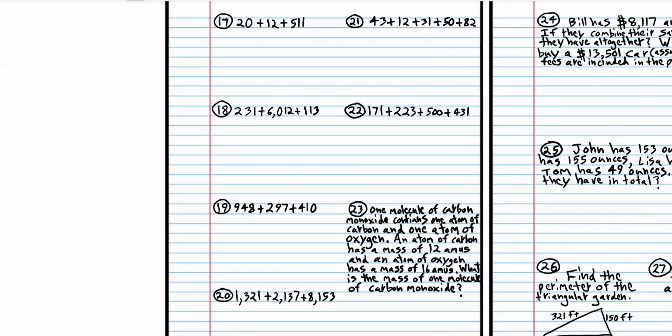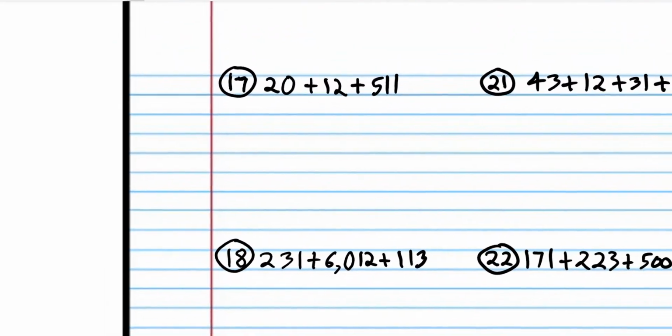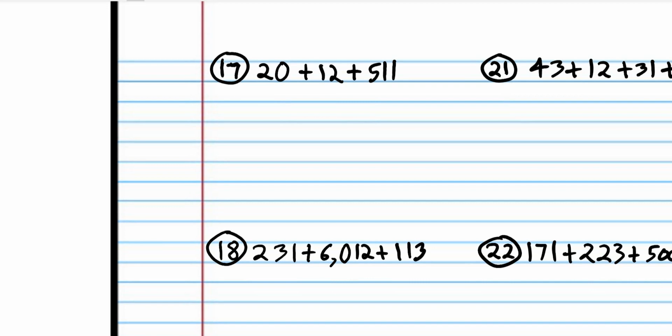All right, now on to problem 17. Now we're adding more than 2 numbers. We're adding 3 numbers this time. That's no big deal. You just line the numbers up vertically again. It's the same algorithm, pretty much.